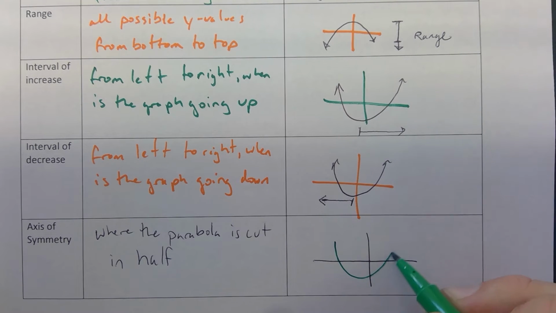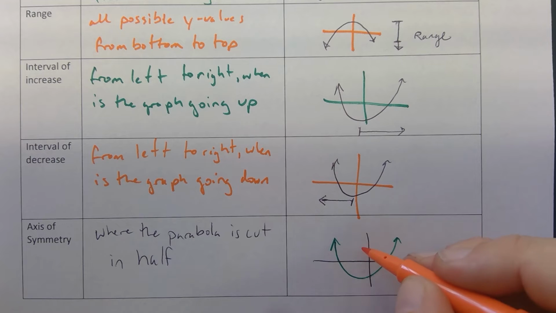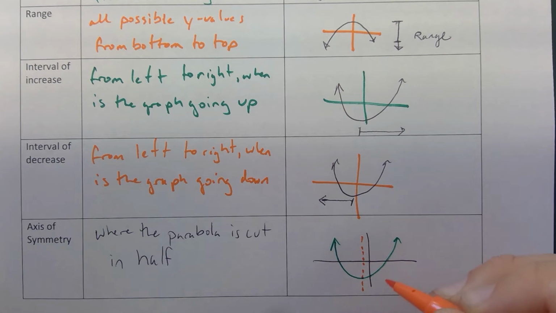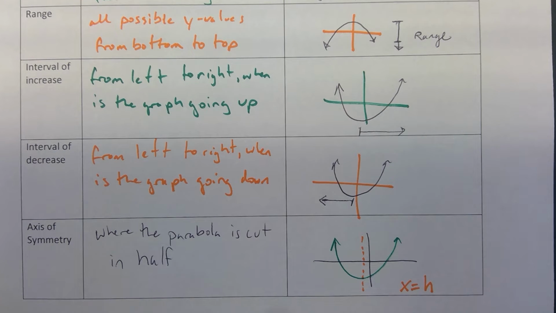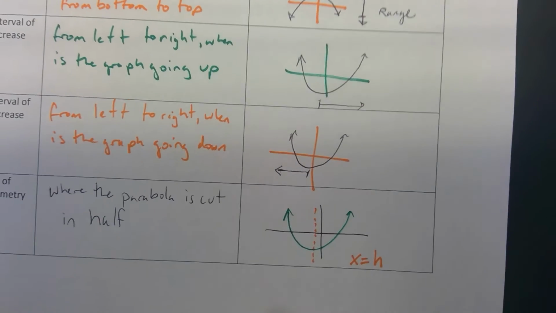So there's our curve, and our axis of symmetry is just right down the middle, cutting that in half. That's going to be written as x equals h, and we'll talk more about that on Friday. Okay, so here's our vocabulary. Now we're going to talk a bit more about domain and range, intervals of increase and decrease, and axis of symmetry, because those are a bit newer or more challenging, and then we'll put it all together.